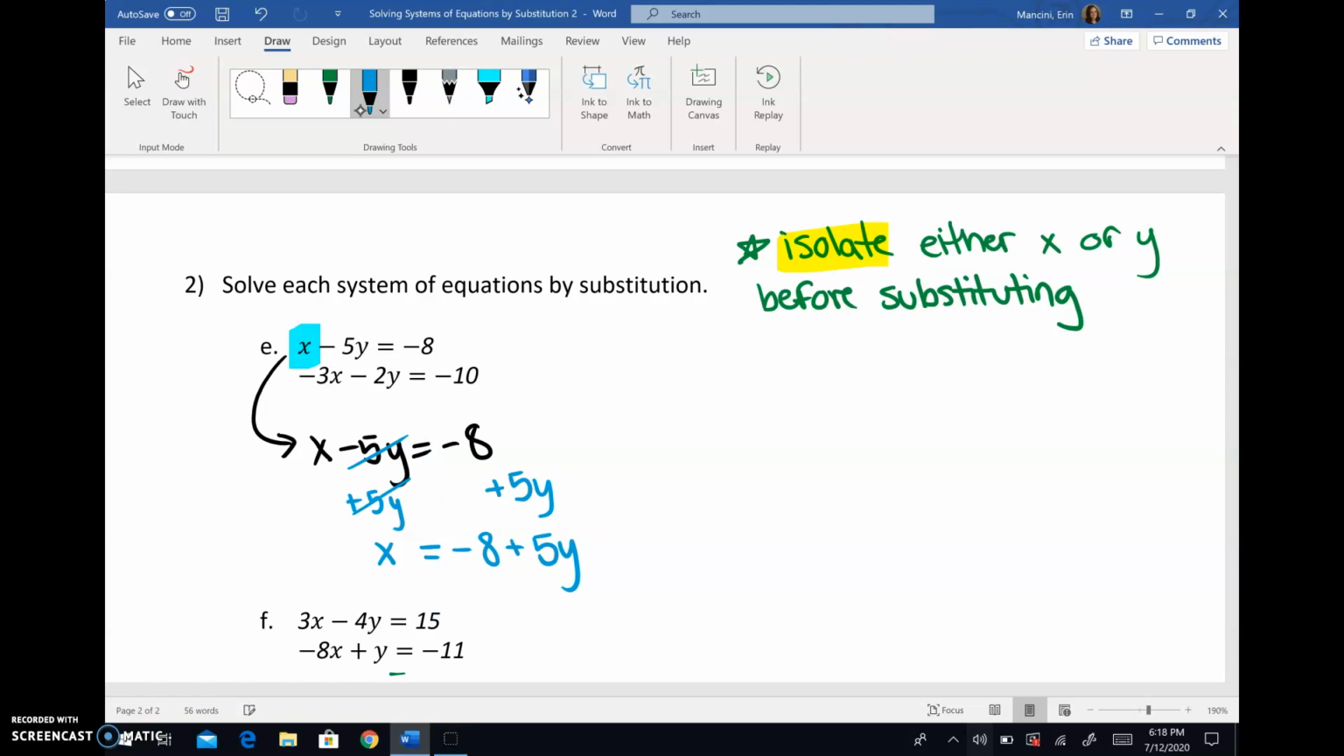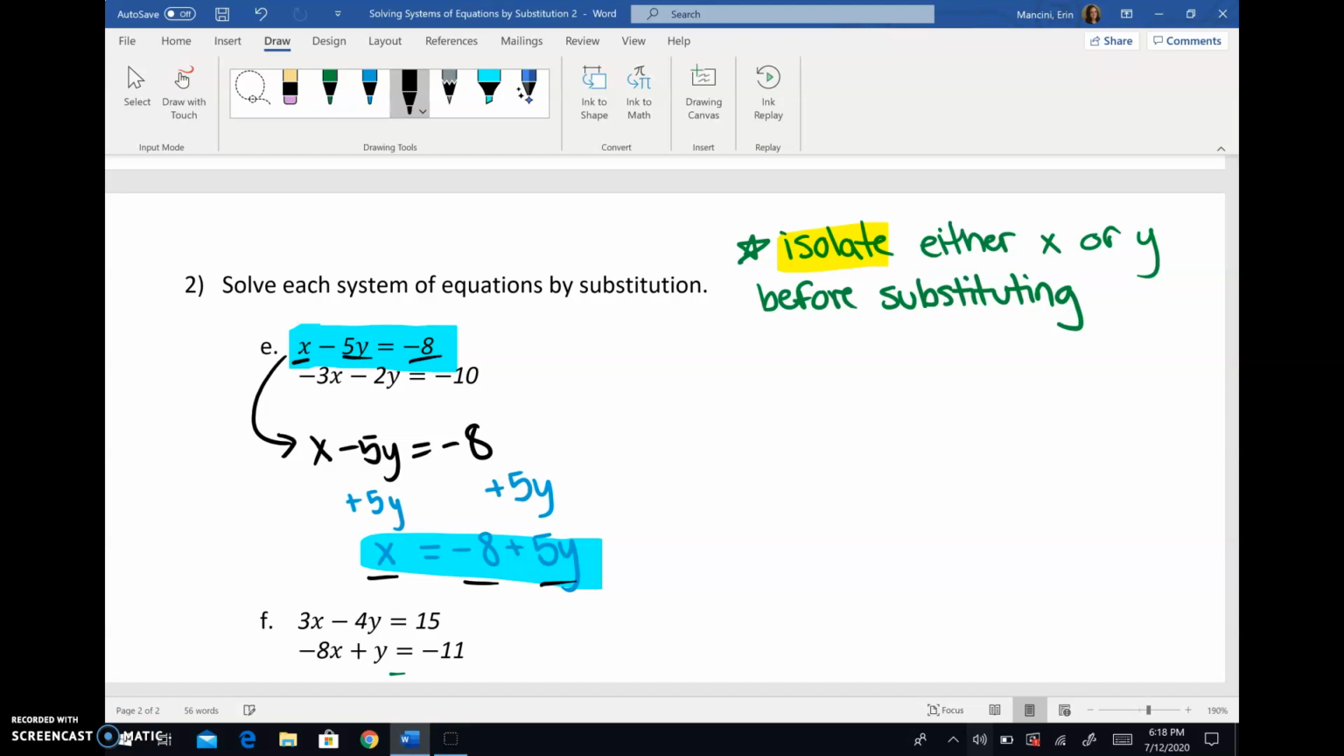Okay, so let's clean up what you see here to make it a little cleaner. Our original equation was x minus 5y equals -8. Our new equation is x equals -8 plus 5y. As you see, it still has an x, still has a 5y, but the 5y is on the other side.